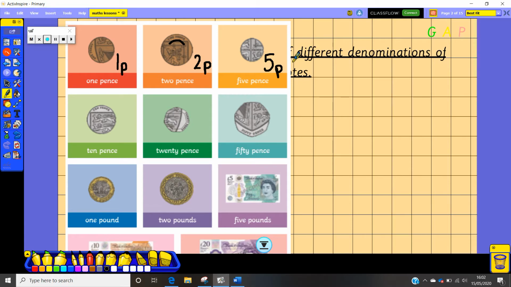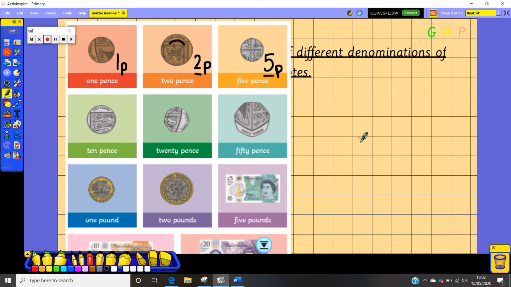Now, if you are looking really carefully, you will notice that the size of the 5 pence coin is actually smaller physically in size than a 2p coin, but it is worth more money because it's actually worth 5p, not 2p. So they actually go up in value.